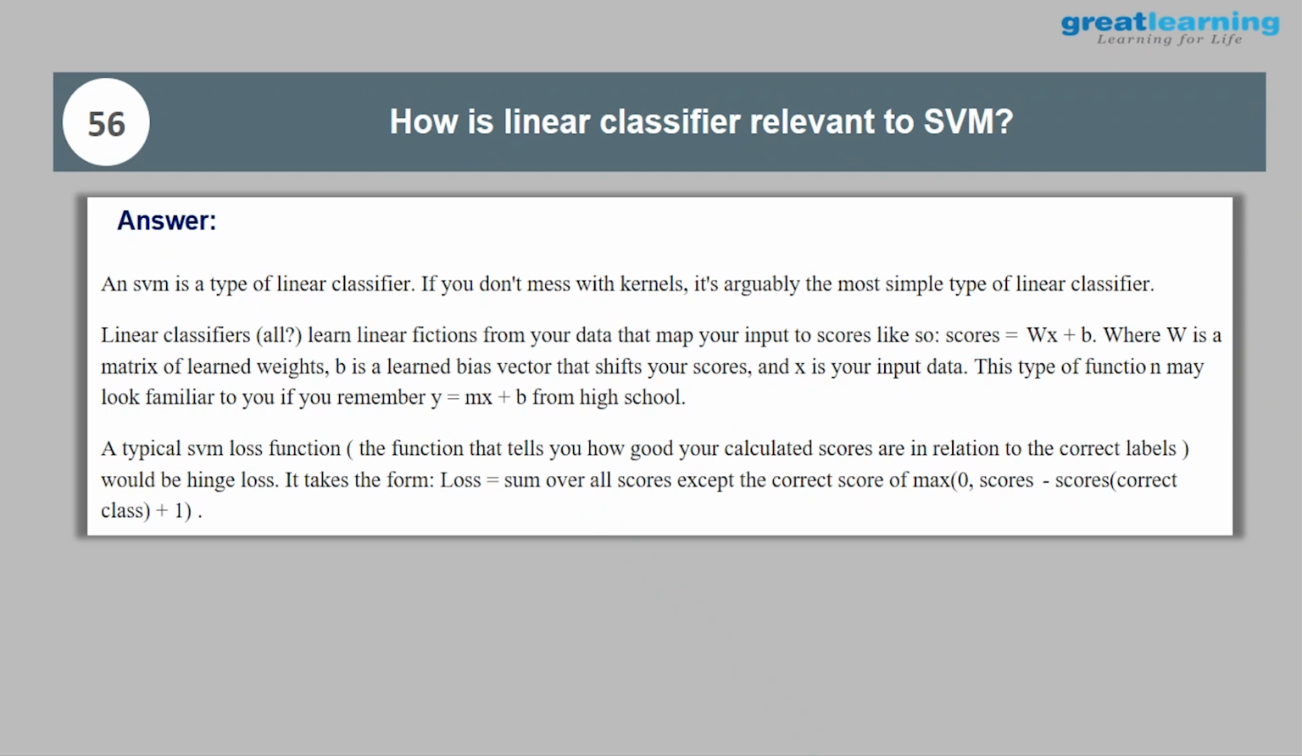from high school. A typical SVM loss function, the function that tells you how good your calculated scores are in relation to the correct labels, would be hinge loss. It takes the form: loss is equal to the sum over all scores except the correct score of max of 0, score minus score of correct class plus 1. So this is how we can say linear classifier is relevant to SVM, because in both of the cases we are using the same formula, that is y equals mx plus b or Wx plus b.